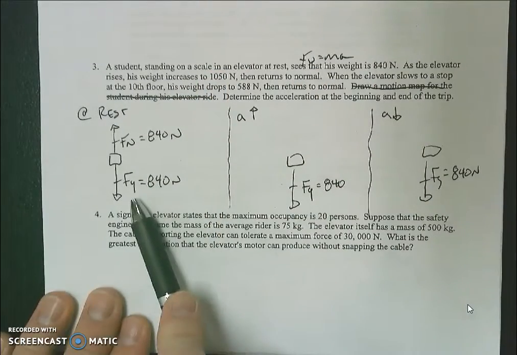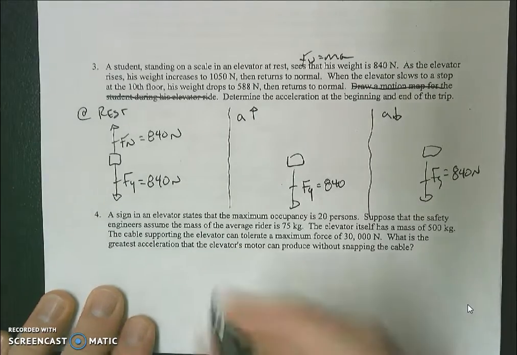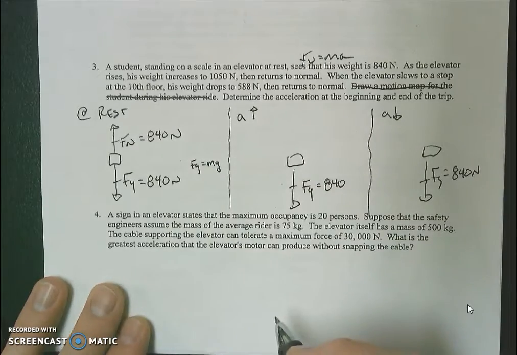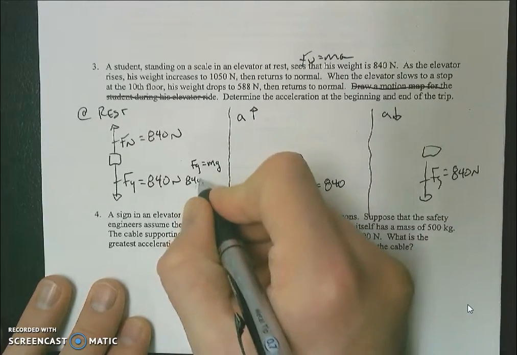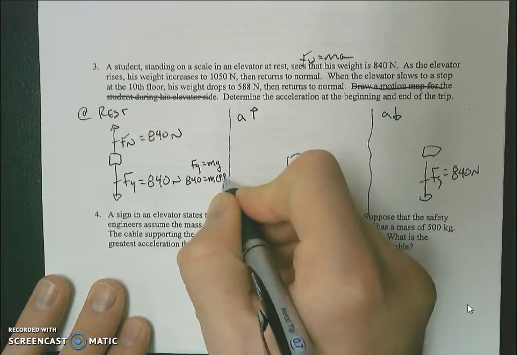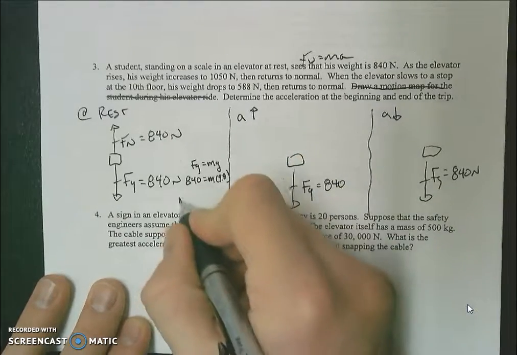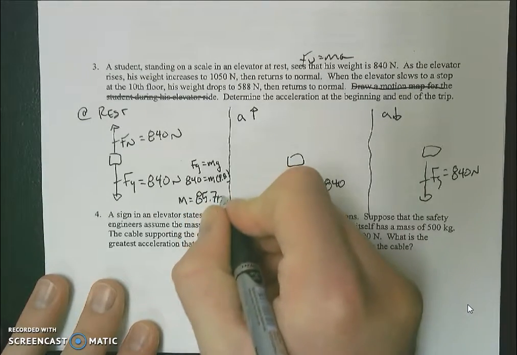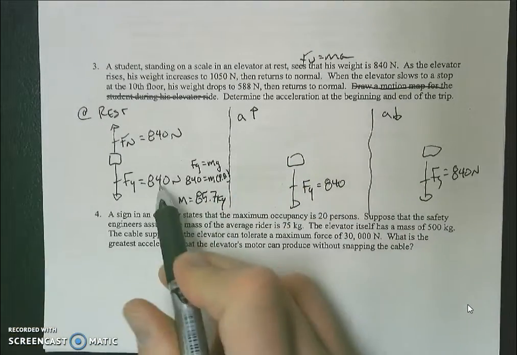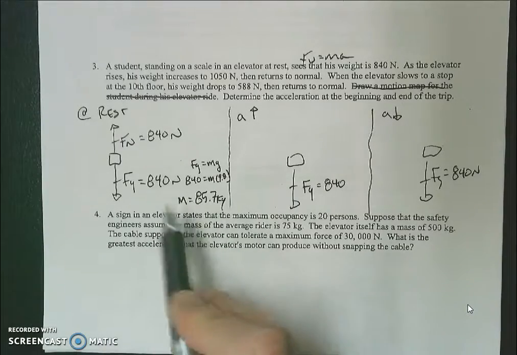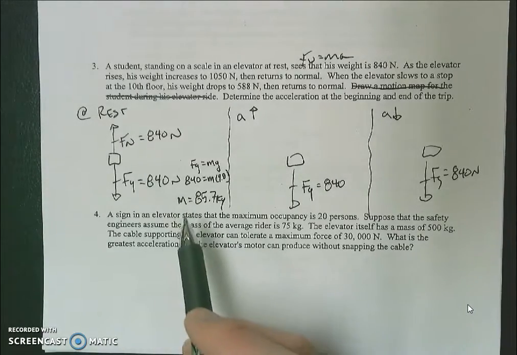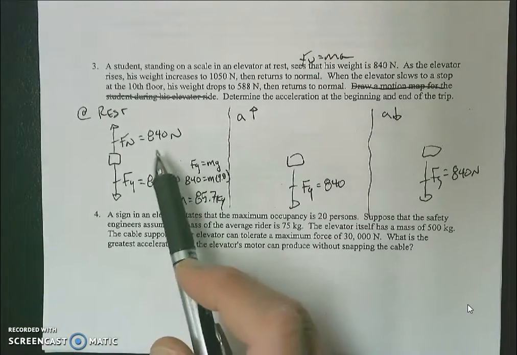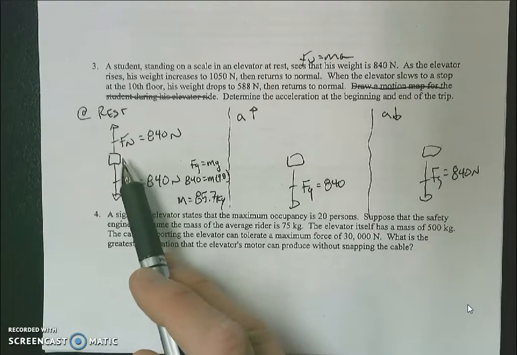So the next part, I'm going to go back to my beginning one. If I have 840 newtons of force, I can also use this equation, force of gravity is mass times gravity, to solve for his mass. So I'd have 840 is equal to mass times 9.8, which means his mass, if I do the algebra, ends up being something like 85.7 kilograms. Again, mass and gravity are different things. Mass is how much matter; gravity is the pull of gravity on an object. Obviously, the acceleration is 0 there because he's not moving.